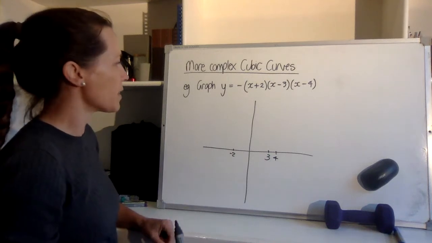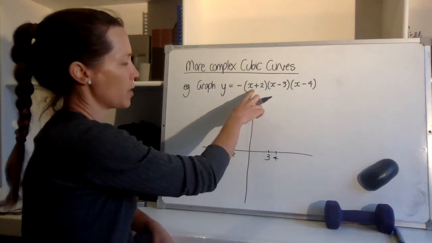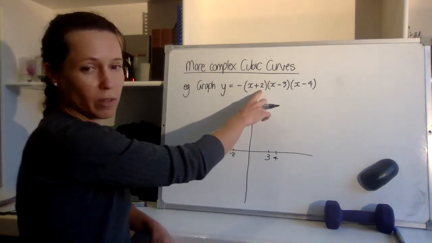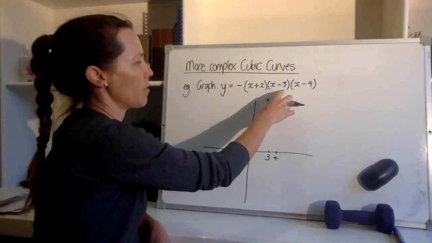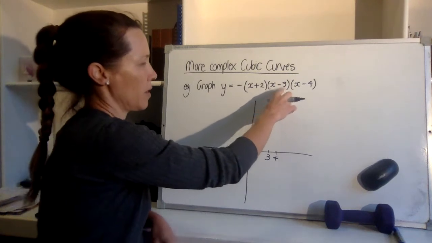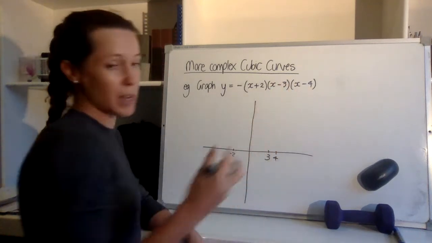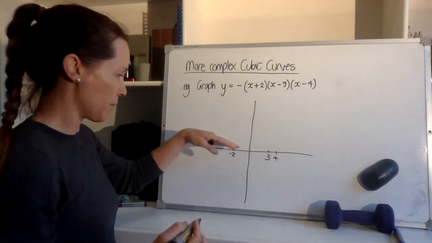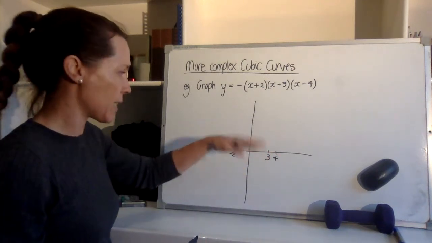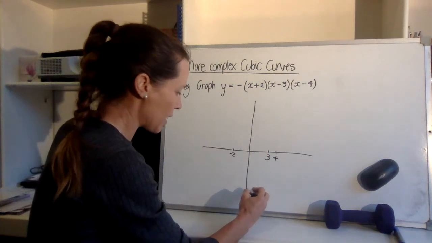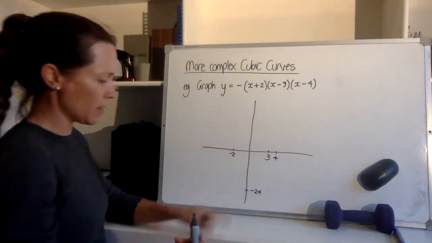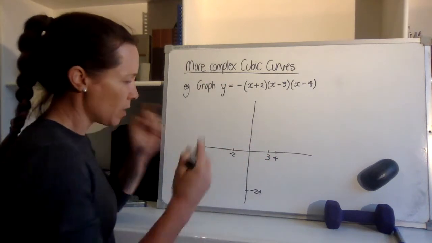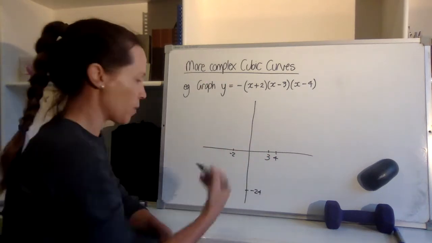To find the y-intercept, I need to let x equal 0. So that means I'd have -1 times 2, that's -2, times -3, that's 6, times -4, so I've got -24. Now you don't have to have the same scale on your x and y axis. So if I want to put my -24 just down here, it doesn't matter if it's not in the same scale, because mathematically that's enough to show where it goes.